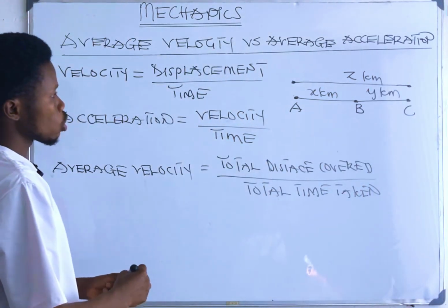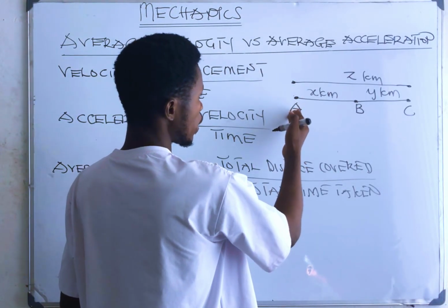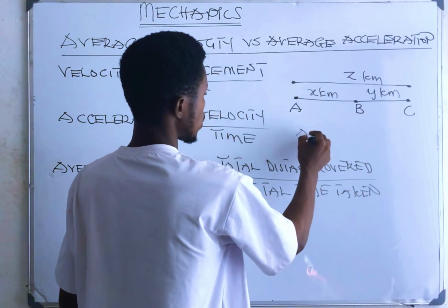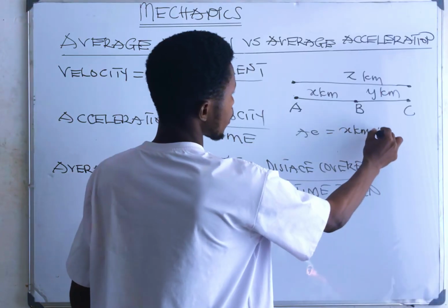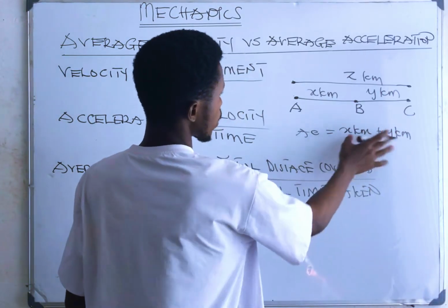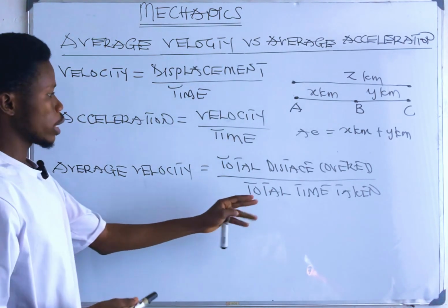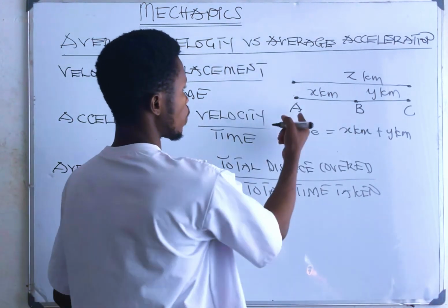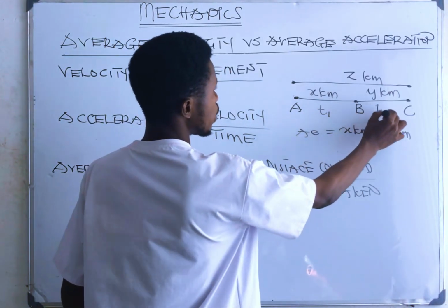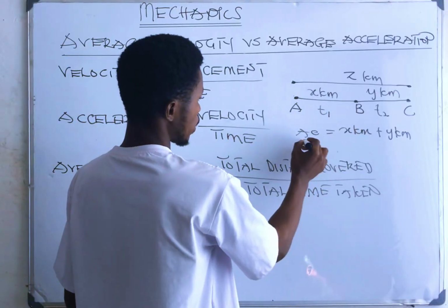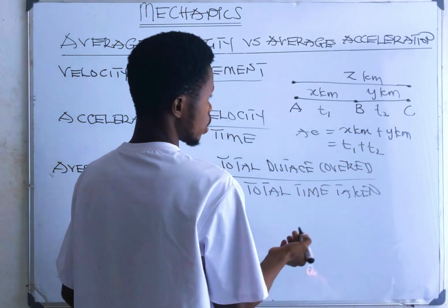Is that okay? So now, the total distance from A to C is going to be X kilometers plus Y kilometers. So that's the total distance, or I can represent it by Z kilometers. Then the total time taken: from A to B, as I'm moving with a distance, I'll also move with time. So let's name it T1, here T2. So the total time taken will be T1 plus T2. Is that okay?